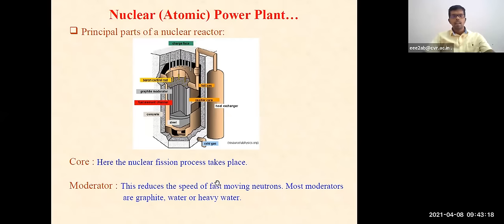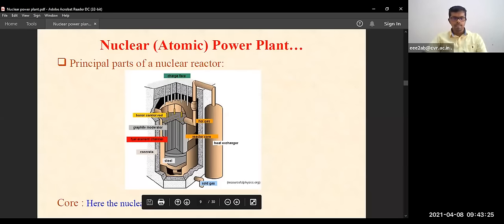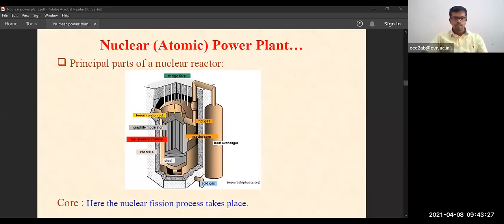Before seeing the construction features, we'll see the general advantages. Then we'll come to this.